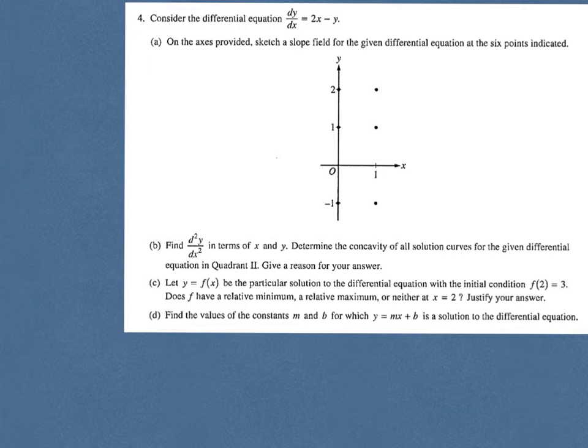Next one: let y equal f of x be a particular solution to this differential equation such that f of 2 equals 3. Does f have a relative minimum, a relative max, or neither at x equals 2?